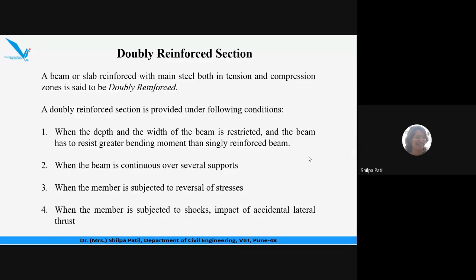But if we are designing high-rise structures, like a 40-story or 45-story building, then definitely wind force will come into the picture. We have to design that structure for wind force also, and there we have to take into account the reversal of stresses, and accordingly change the design of the structural members. Is it clear to everybody why or when we need to provide the doubly reinforced section? Is it clear? Yes, ma'am.